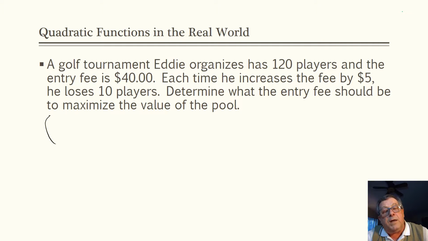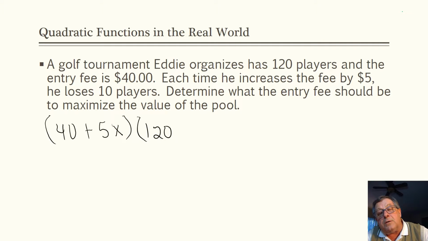So we've got $40 currently as the entry fee, and Eddie determines every time he increases the entry fee by $5, well, this is the number of increases. X would be the number of increases that he has. And he's starting out with 120 players, but he also knows that he's going to lose 10 players every time he has a price increase. So x is equal to the number of price increases that Eddie is going to take a look at. Now, in order to develop our quadratic equation, we're going to use a technique called FOIL.